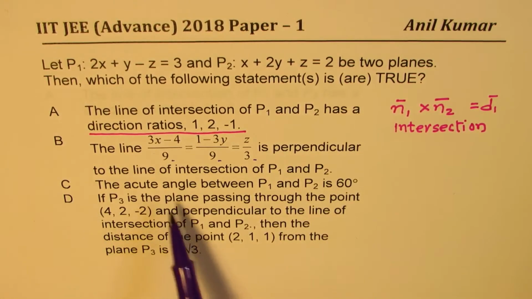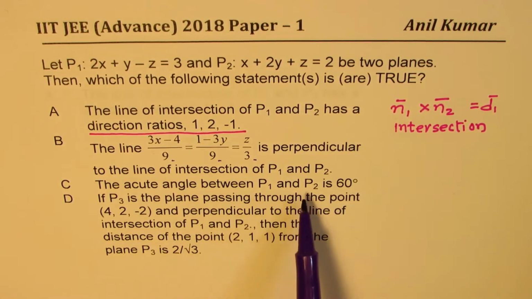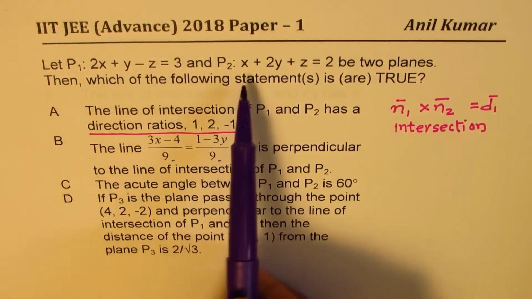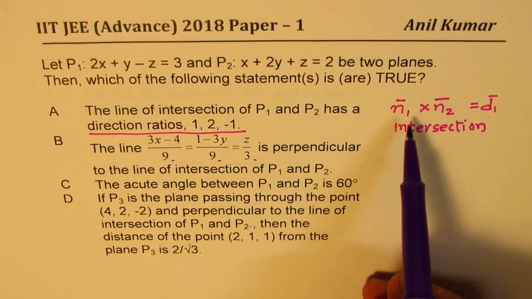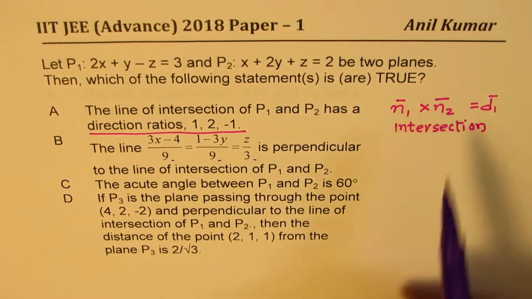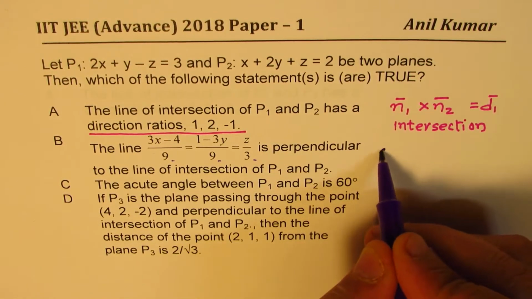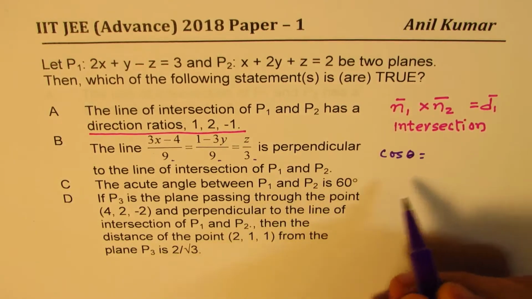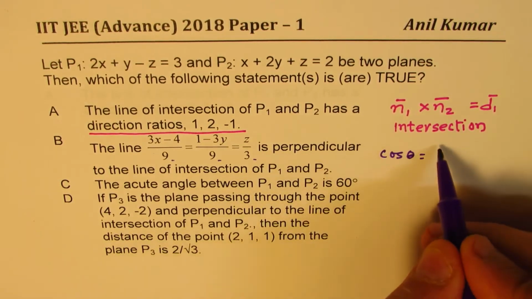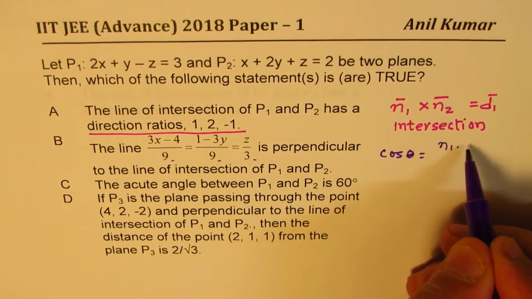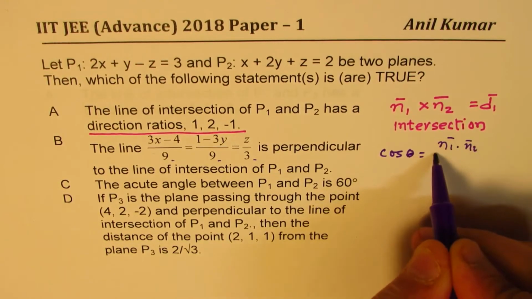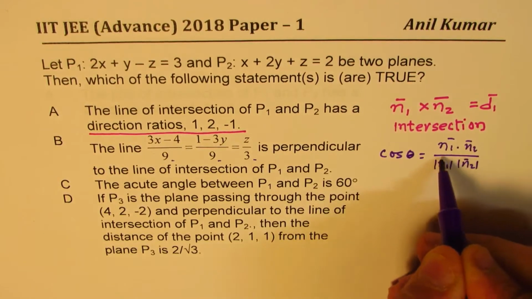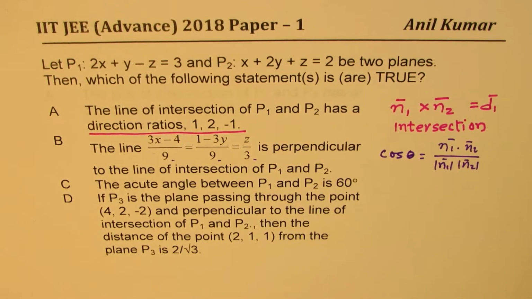C. The acute angle between P1 and P2 is 60 degrees. So we have to find the acute angle, correct? That could be found between the two normals, right? So for the acute angle, cos theta is equal to n1 dot n2 divided by the product of the magnitudes of n1 and n2. That will give us the angle, and we can figure out whether it is 60 or not.